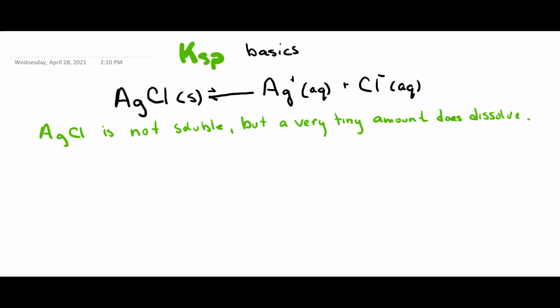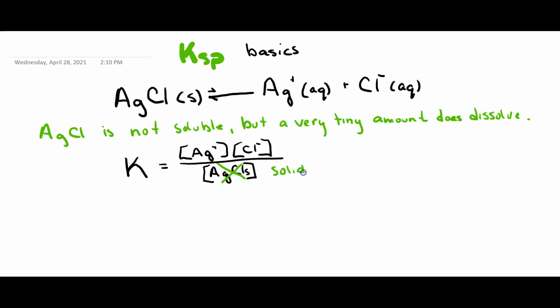And since a very, very tiny amount does dissolve, we can write an equilibrium expression for it, where we take the concentration of the product over the concentration of the reactants. That's a solid, so that makes no sense whatsoever. This is a solid. It has no concentration.